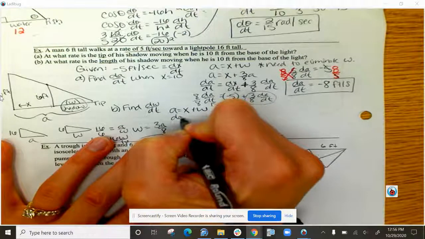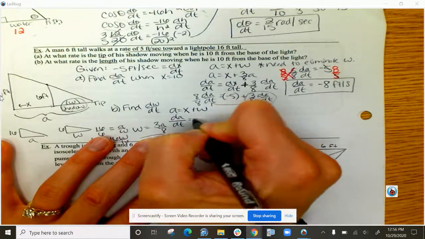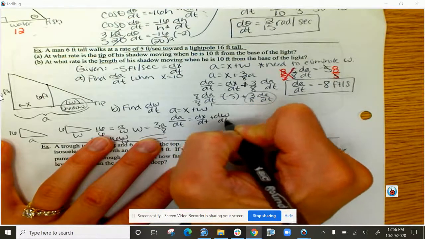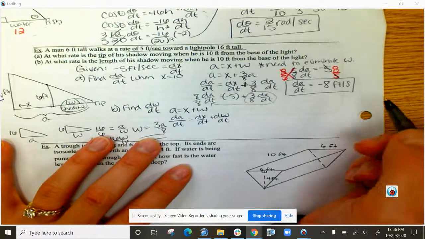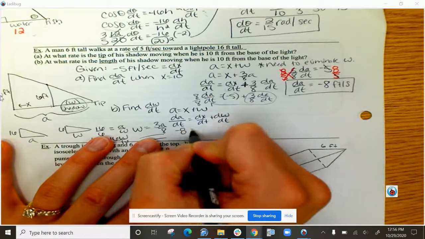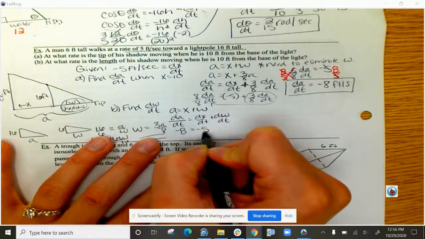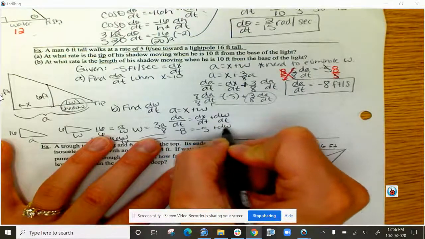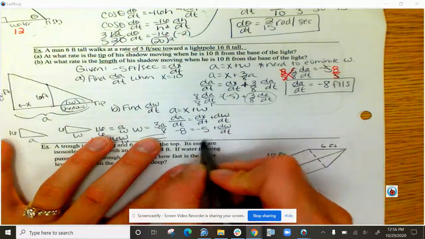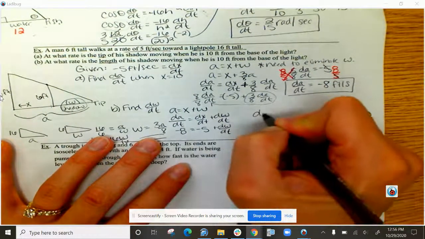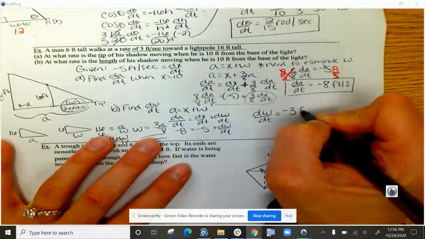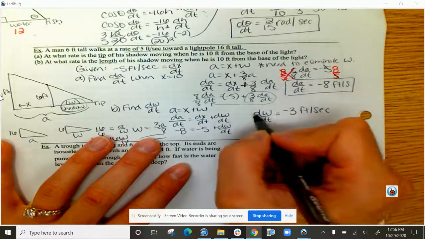So I'm going to take the derivative, dA/dt equals dx/dt plus dW/dt. So that's that. And I have information for all this except for one of them. dA/dt is -8, so I can replace that with -8. dx/dt is -5 plus dW/dt. And in order to solve for dW/dt, I just need to add 5 to both sides. So that gives me dW/dt equals -3. This is again feet per second.